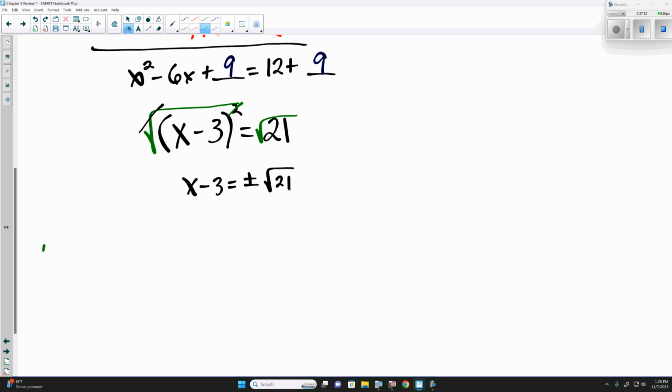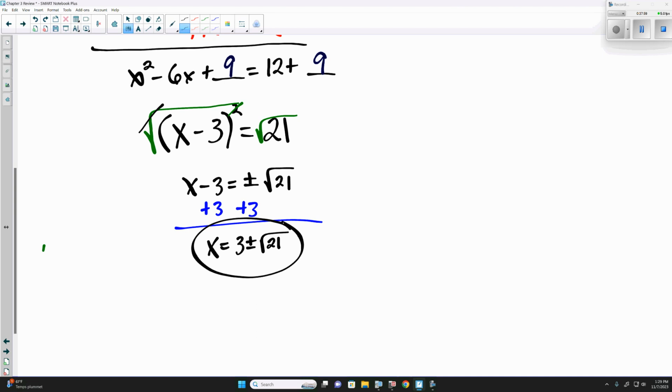Well, it's the square root of 21. If the radical can reduce, you need to reduce it. So if it was, say, square root of negative 21, the negative would come out as i. We'd have i times the square root of 21. But the last step, to get x by itself, we would add 3 to both sides. We put the 3 in front of the plus or minus, telling us that x is equal to 3 plus or minus the square root of 21.